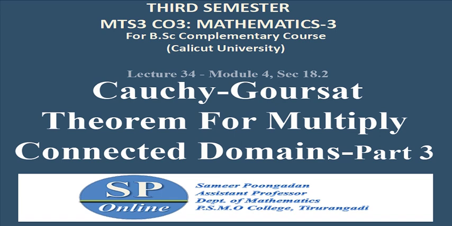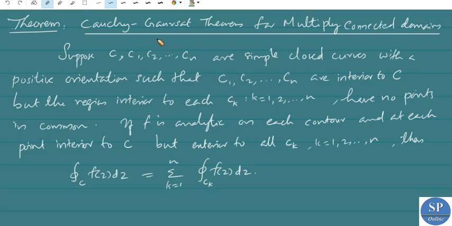In the last lecture, we discussed the Cauchy-Goursat theorem for doubly connected domains. In this lecture, we are generalizing that Cauchy-Goursat theorem for multiply connected domains. The statement of the Cauchy-Goursat theorem for multiply connected domains is: suppose C, C1, C2, etc., Cn are simple closed curves with a positive orientation such that C1, C2, etc., Cn are interior to C, but the regions interior to Ck, that is k equal to 1 to n, have no points in common.